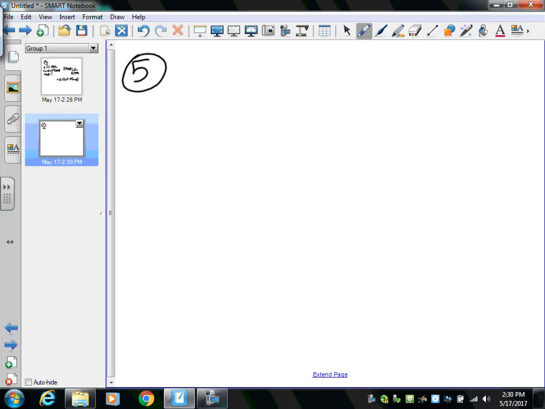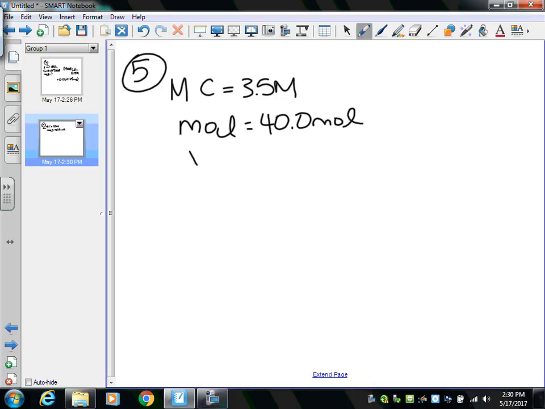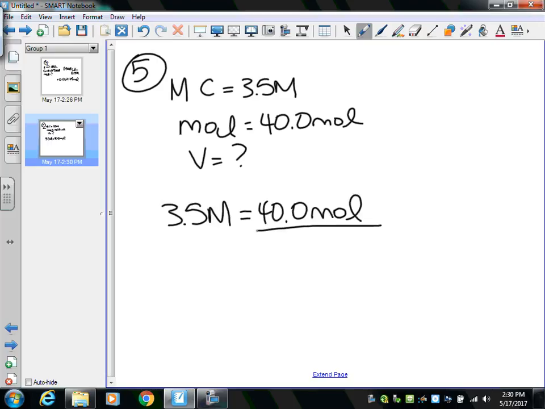Alright, 5 says, how many liters of water are needed to make 3.5 molar solution that has 40 moles of KOH in it? Okay, again, I would set it up the same way as I just did that last one. Okay, so what do we know? Well, we know M or C, which is your 3.5. What else do I know? What is it? What do I want to find? So I would set it up the same way. Okay, so I would do 3.5 molarity equals my 40.0 moles and divide by the volume.